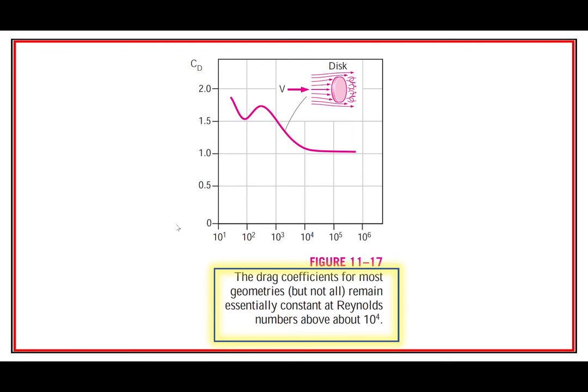Here's from another book. I believe this is from Cengel, and all this other stuff has been from Munson. And we can see the statement that the drag coefficient for many objects stays pretty constant above a Reynolds number of about 10,000 right there. And they're saying that this is true for many geometries, but not all. One notable exception is spheres.